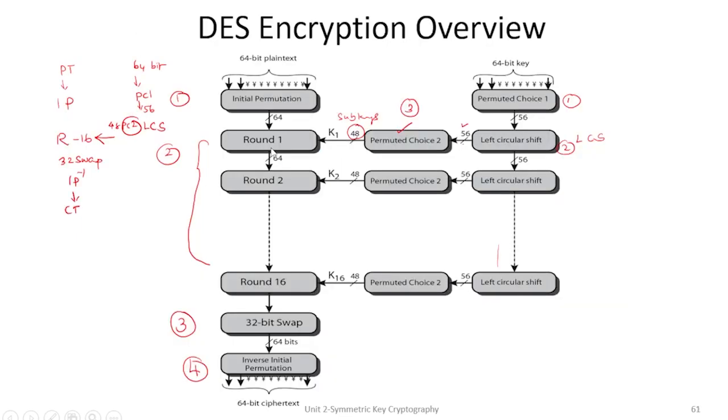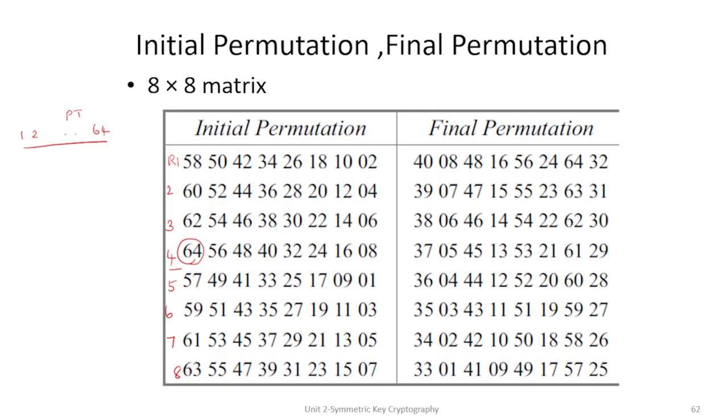Then inverse initial permutation, that means after the 32-bit swap, we should do inverse initial permutation, which is also called the final permutation. So this final permutation is done after a 32-bit swap. After the 32-bit swap, those 64 values are stored as follows. Just check the second column. In the second column, I am storing the continuous 8 bits, 1 to 8.